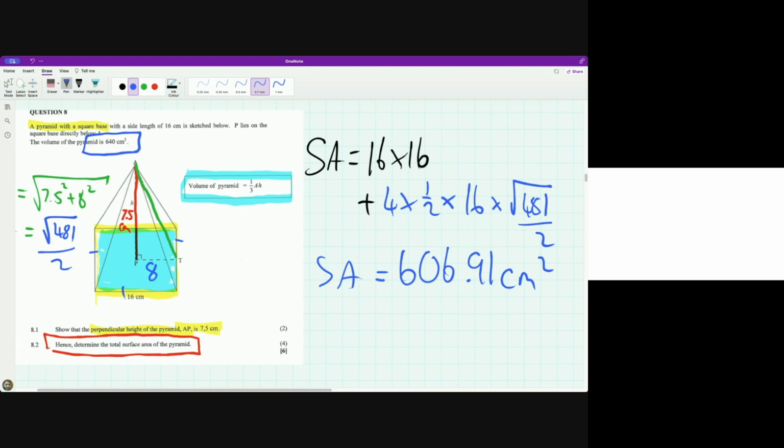Sunday agrees with me, and so 606, yeah, okay. Perfect. And if you did round that off, there'll be a little bit of a difference, but that's fine for now.